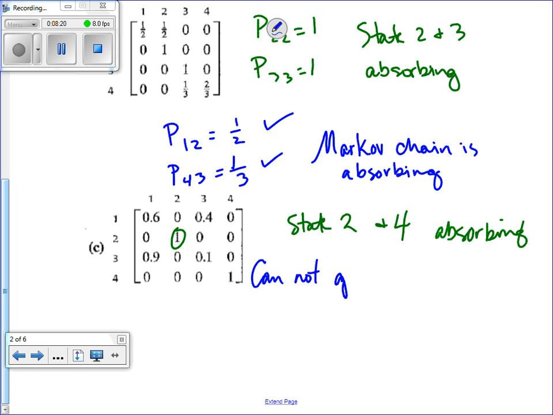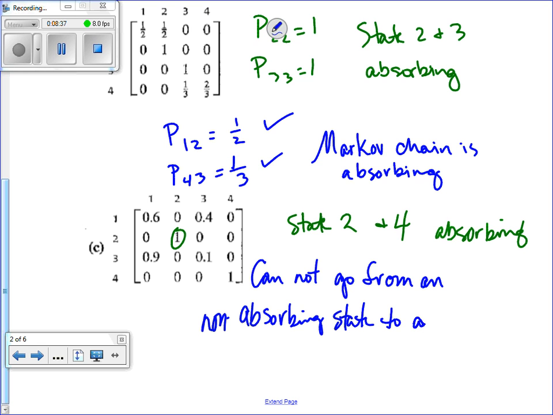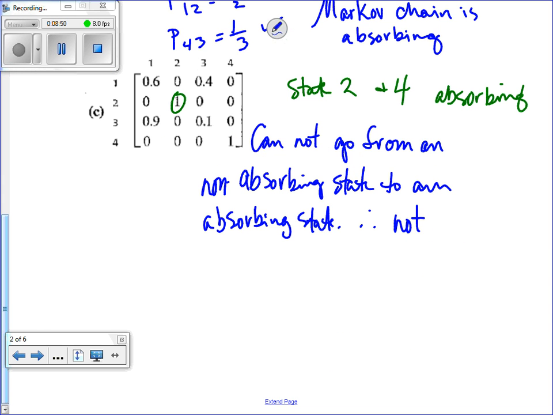Cannot go from an absorbing state or from a non-absorbing state to an absorbing state. Therefore, not an absorbing Markov chain.